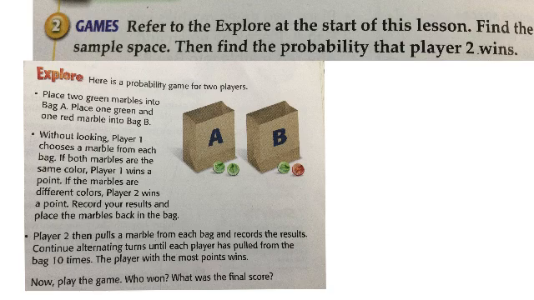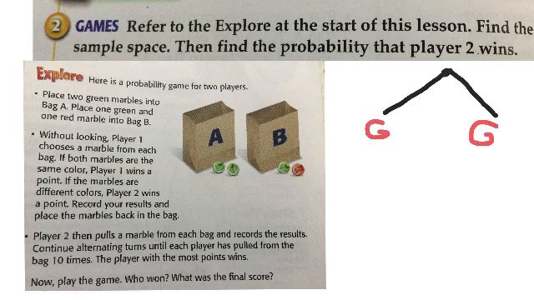Okay, so first things first, let's first find the sample space. So first thing, we got to pull out of bag A. So there are how many possible outcomes when we pull out of bag A? There are 2. I could pull a green marble, or I could pull a green marble.